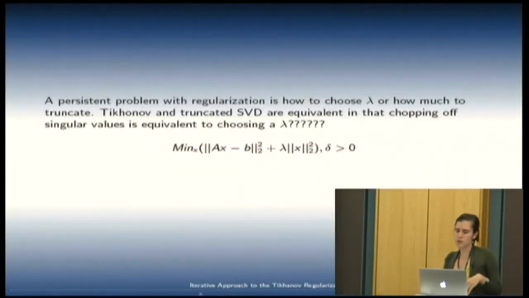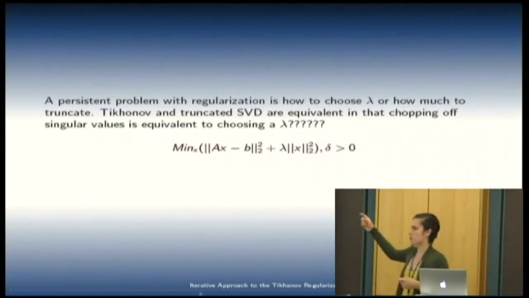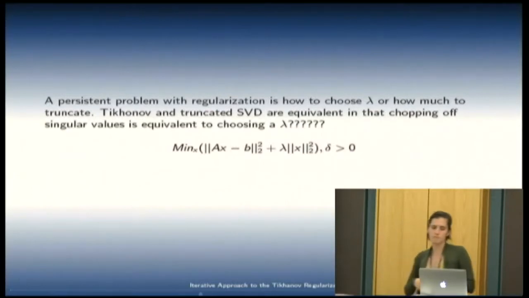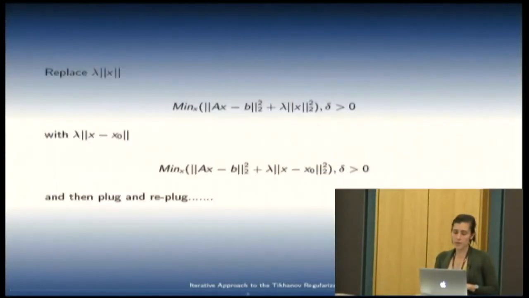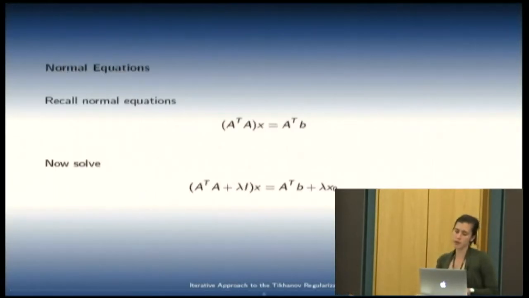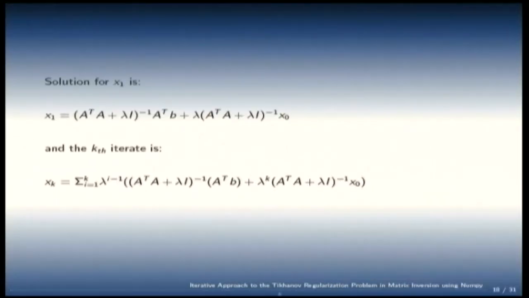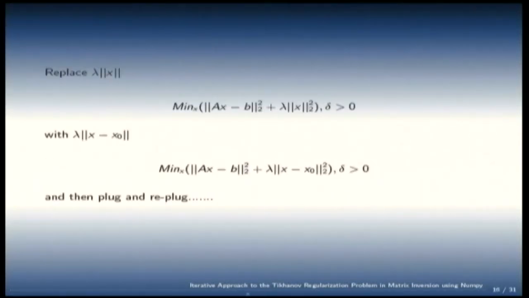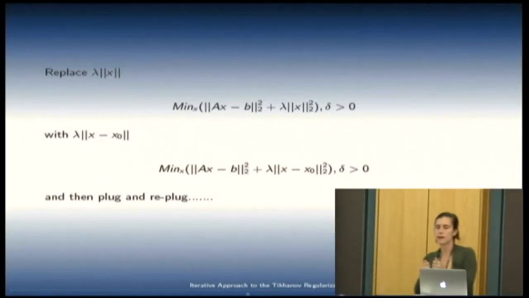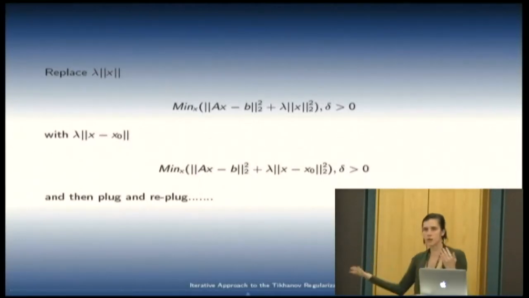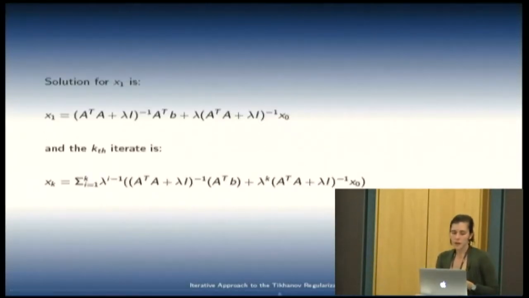Well, what most problems do is they'll have an algorithm that searches for the best lambda to solve this problem, and that's costly, takes time. And so rather than doing that, I'm going to have an iterative solution to this problem. What I'm going to do is plug and replug x naught. I'm going to solve for it in this problem, and I'm just going to plug it back in. So I'll have x1 as a function of x naught, x2 as a function of x1, x naught, all the way to the kth iterate, until I get to here.